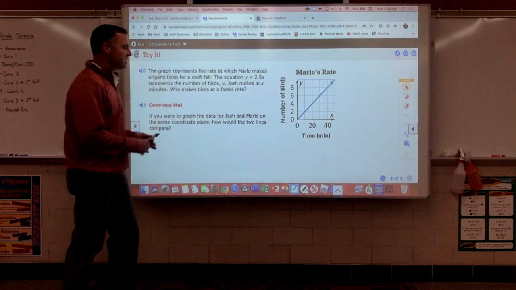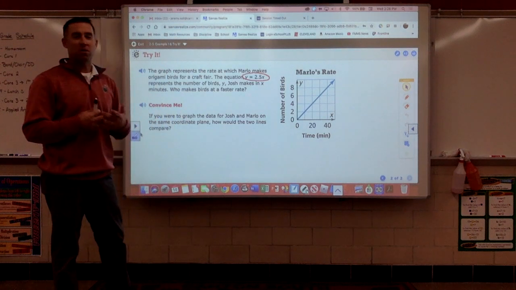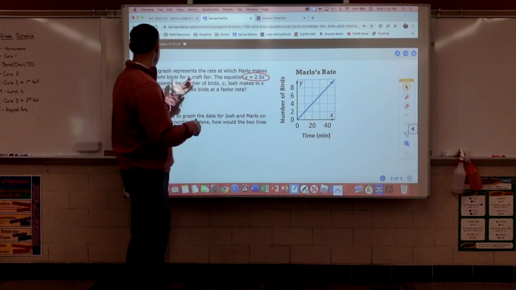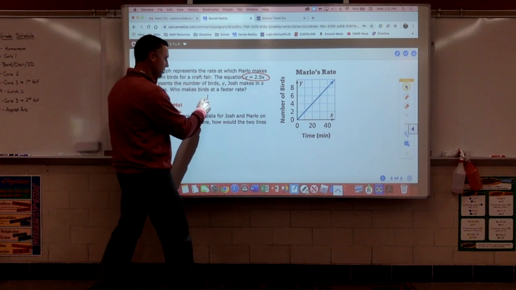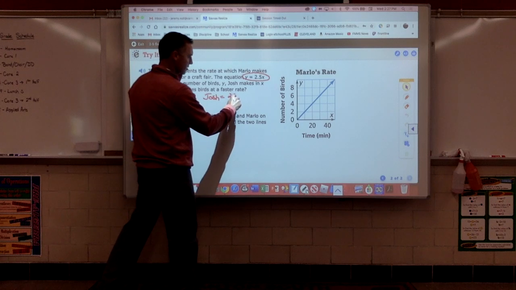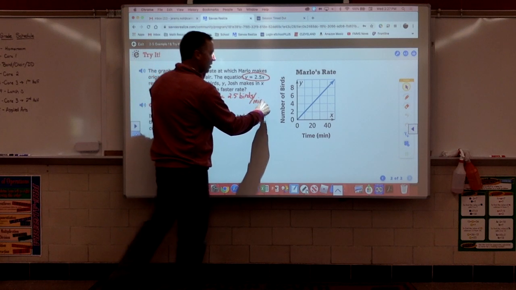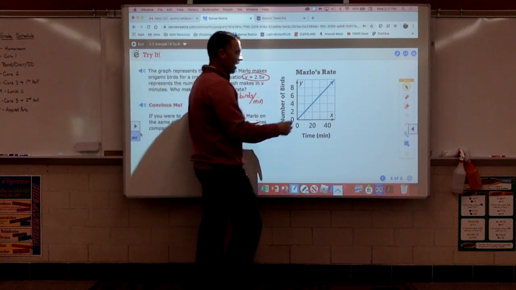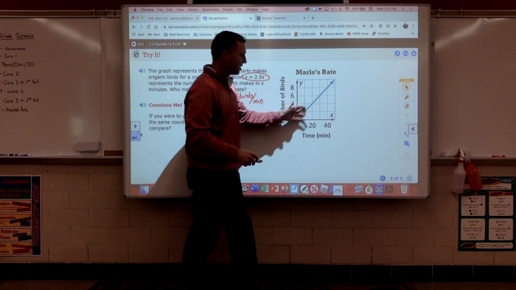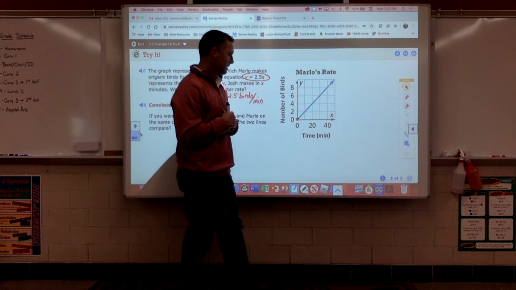Well, folks, it's real easy. You guys learned, okay, in 7th grade. We can find the constant of proportionality or the unit rate by looking at this equation. This is my friend Josh. Okay, Josh, he makes 2.5 birds per minute. Okay, Marlo over here on this graph, because this graph goes through the origin and it's in a straight line, all we have to do is find one ordered pair.